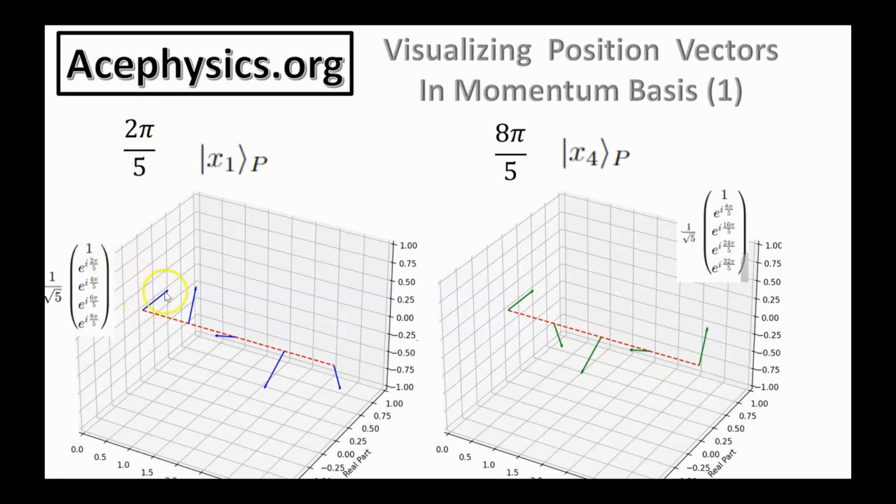So it starts out here. This is the 1. Then you rotate 2 pi over 5, comes here. You rotate another 2 pi over 5 here, another 2 pi over 5, another 2 pi over 5, and again another 2 pi over 5. You would be flat again.